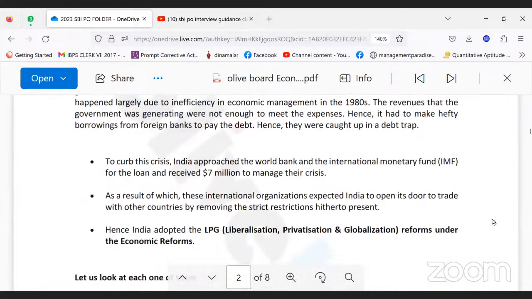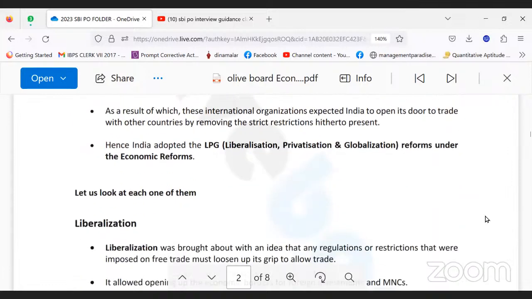Now continue. To curb this crisis, India approached the World Bank and the International Monetary Fund for the loan and received $57 million to manage their crisis. As a result of which, these international organizations expected India to open its doors to trade with other countries by removing the strict restrictions hitherto present. Hence, India adopted the LPG, that is liberalization, privatization, and globalization reforms under the economic reforms.